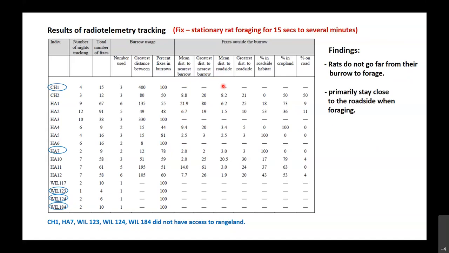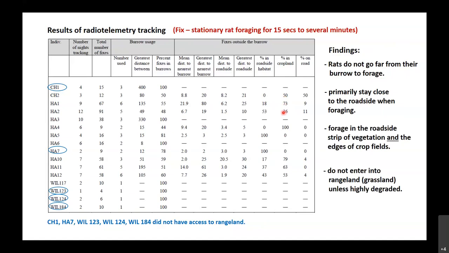They primarily will stay close to the roadside for their foraging. And in fact, they even use these roadsides to some extent. We didn't often find them right in the middle of the road moving down it, but they would oftentimes run along the side of the road. They tend to forage mostly in that roadside strip of habitat and the edges of the crop fields.